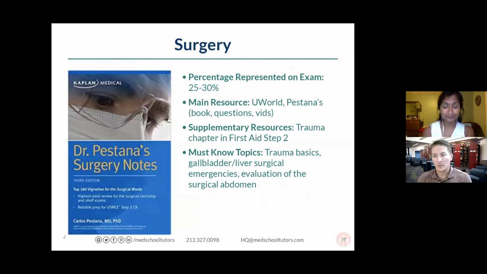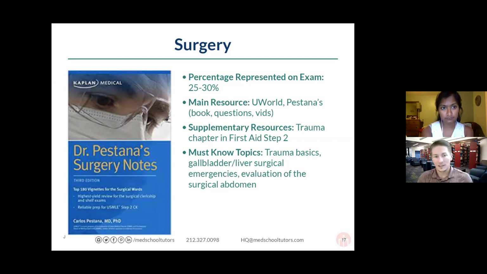Moving on to talk about surgery. Surgery is one of the fundamental blocks of the exam. About a quarter of the exam is going to be surgery. I'll throw out that, of course, UWorld is always useful here. I really do like using Pestana as a supplementary resource, and basically saying instead of trying to read Master the Boards or Step Up to Step 2 CK and some trauma or surgery related chapter, just replace your reading with some of the Pestana chapters instead.